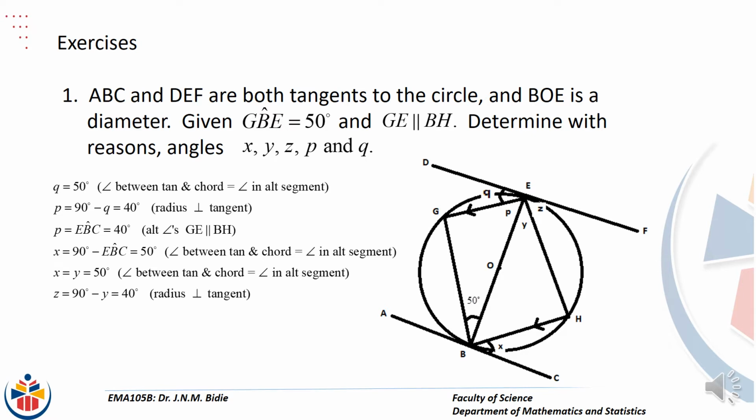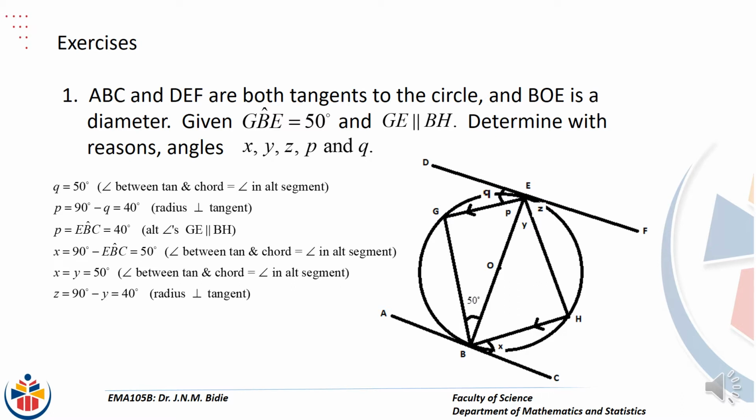Then we're asked to find angles X, Y, Z, P, and Q. And we have to offer reasons. Firstly, I said angle Q is equal to 50 degrees. Angle in the alternate segment is equal to the angle between the tangent and the chord.